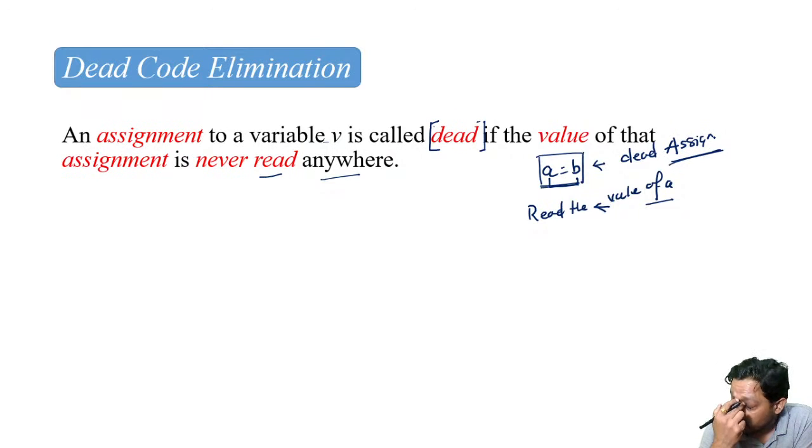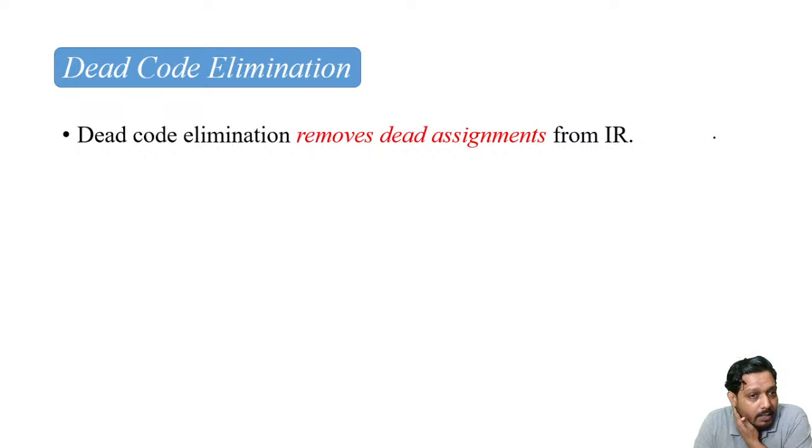So this is about what a dead variable is. It has nothing to do with dead code that is not reachable. This has a completely different definition: if you are assigning something to a variable and no one is reading it, then that assignment is a dead assignment. Dead code elimination removes the dead assignment from intermediate code. Dead code elimination is not about unreachable code or removing unreachable code. It has nothing to do with this. It is about removing the dead assignment from the intermediate code.